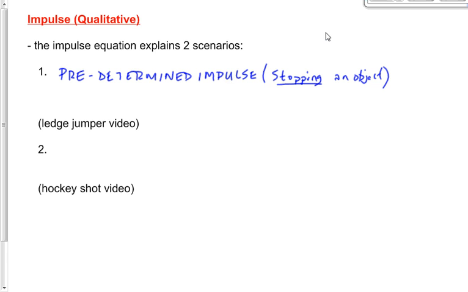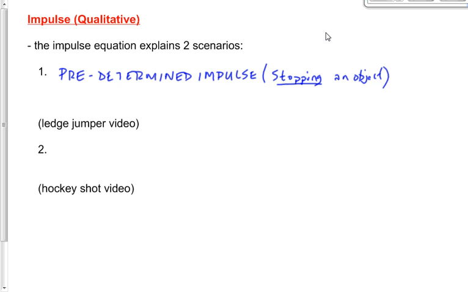Car traveling down the road at 100 kilometers per hour. It has a certain amount of momentum. When it's stopped, it'll have zero momentum. The impulse, or the change in momentum, will be the same no matter how it stops. It's a predetermined impulse. The second implication is when we don't have a predetermined impulse.